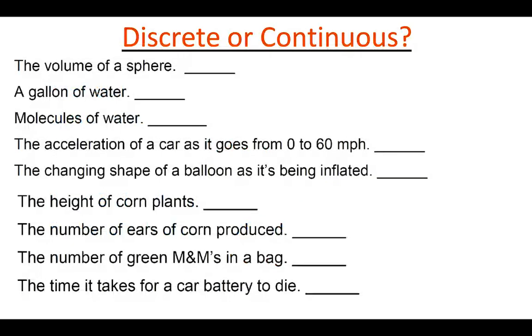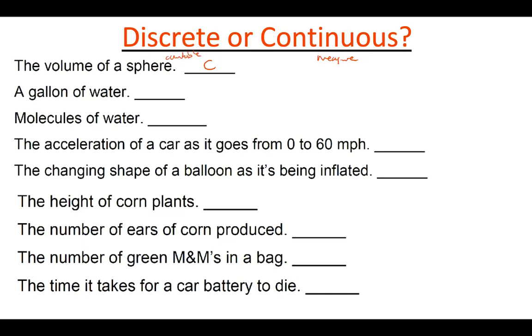Just a few more examples here. The volume in a sphere. So think about if this is something that you would count. Will you count the volume or measure the volume? Remember, continuous is measurable. Discrete is countable. So you measure the volume, right? So that would be continuous.